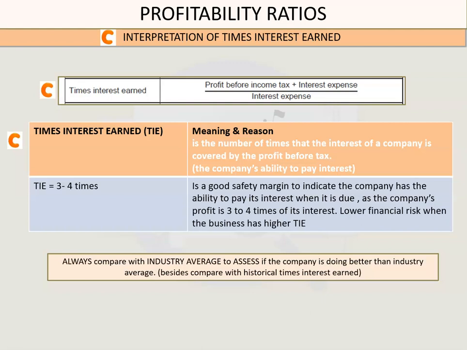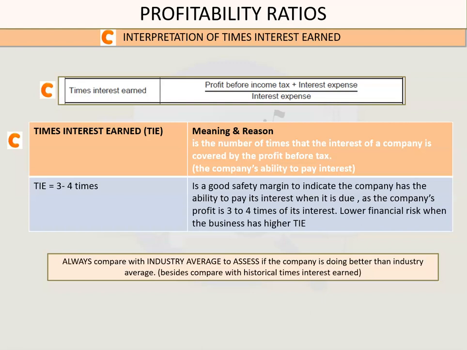So what is the meaning of this ratio? It is the number of times that the interest is able to be covered by the profit before tax, which also means the company's ability to pay interest. So if it is between 3 to 4 times, it is a good safety margin because the company will then be deemed to have the ability to pay its interest because the profit is 3 to 4 times the interest amount. There would be lower financial risk as well when you have higher times interest.